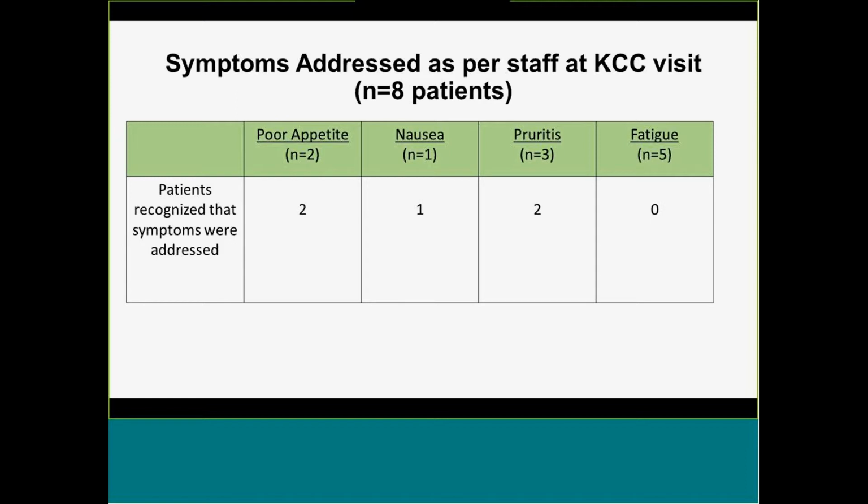As for the staff at the kidney care clinic, patients received symptom management recommendations twice for poor appetite, once for nausea, 3 times for pruritus, and 5 times for fatigue. However, not all patients recognized that they received recommendations for symptom management. So, as for the patient interviews, 2 patients recognized that they received information on poor appetite, 1 patient on nausea, 2 for pruritus, and none of the patients actually recognized that they received management recommendations for fatigue. So basically, we had 5 patients that were available for us to assess full symptom management.